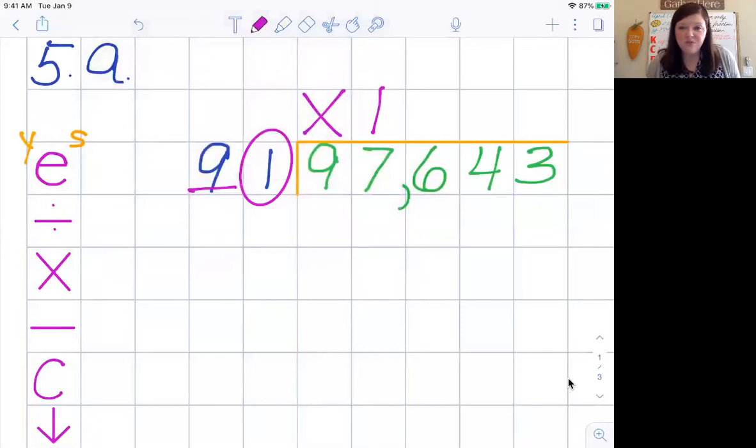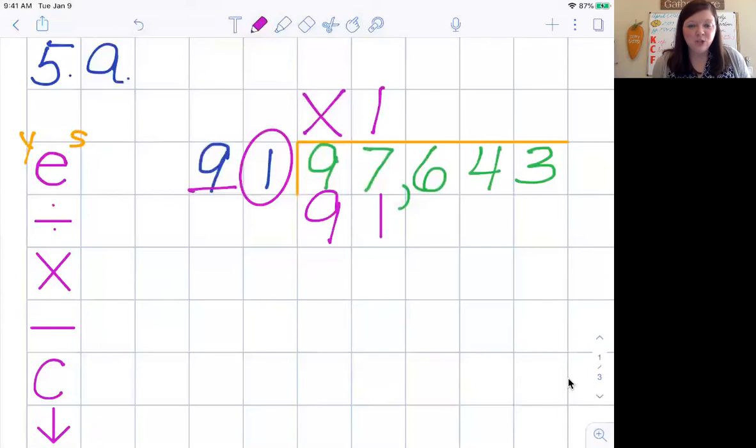Now we are done with the estimating part. We just divided. Now let's look at our next step. Our steps are out on the side in purple. So after we've estimated, after we divided, multiply by the original number. 1 times 91 equals 91. Remember, anything times 1 equals the other number. Go straight down, put your 1 and your 9. We just multiplied.